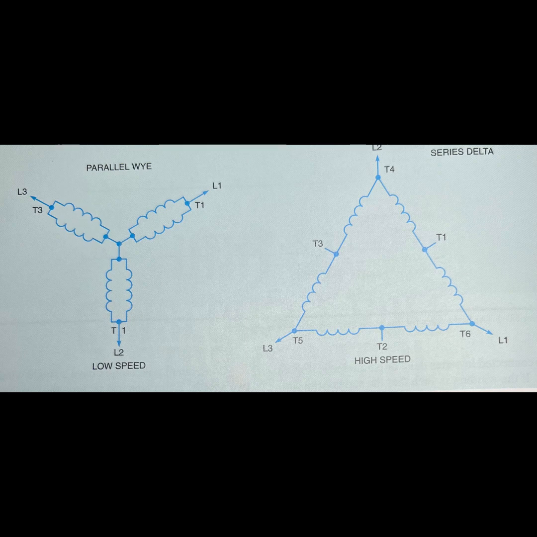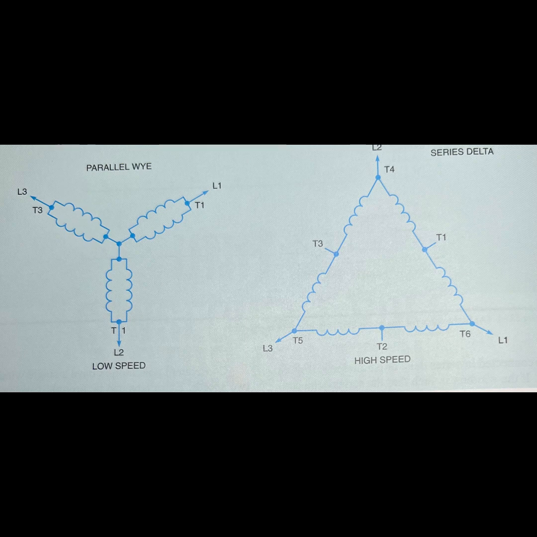2-speed consequent pole motors have one reconnectable winding. However, 3-speed consequent pole motors have 2 windings, one of which is reconnectable. 4-speed consequent pole motors have 2 reconnectable windings.